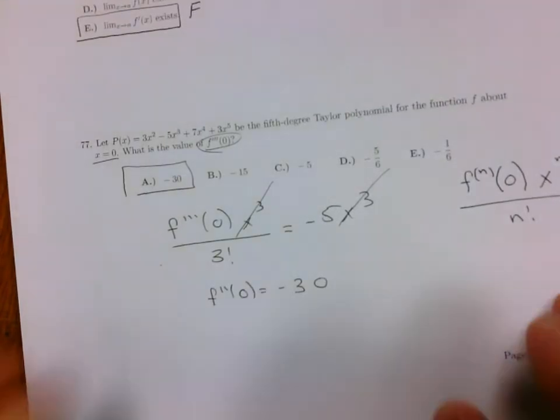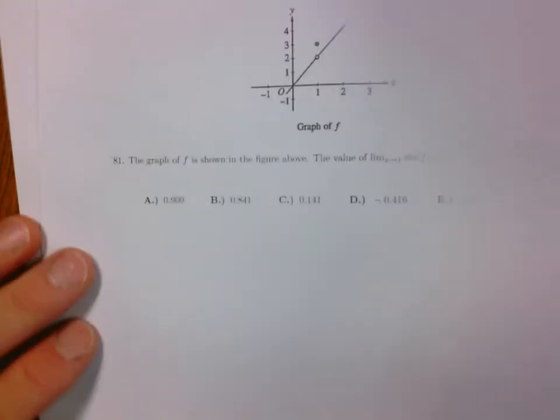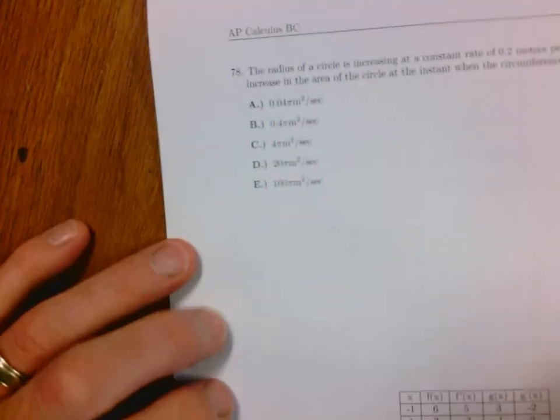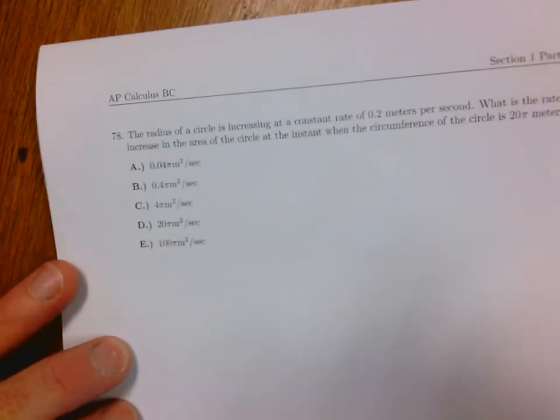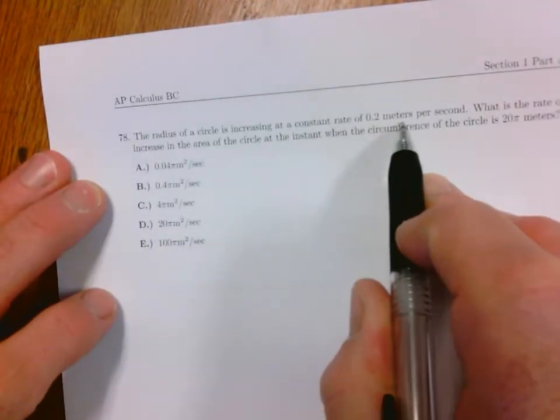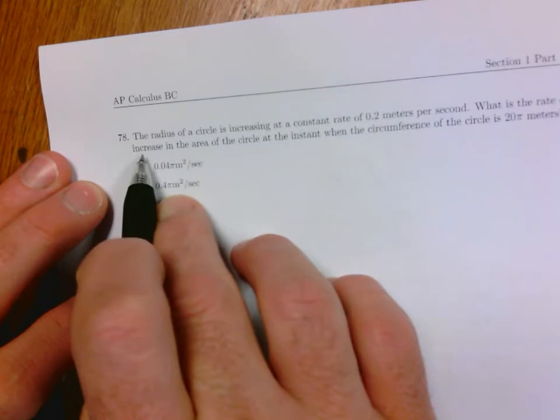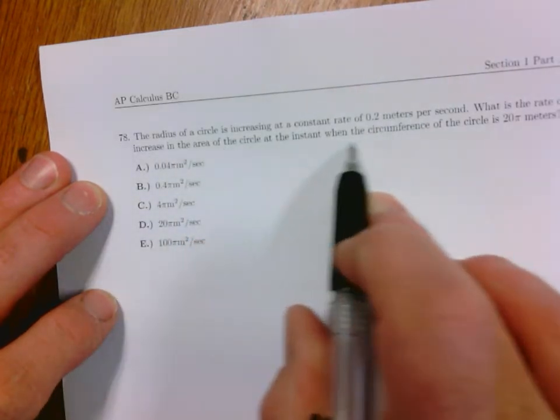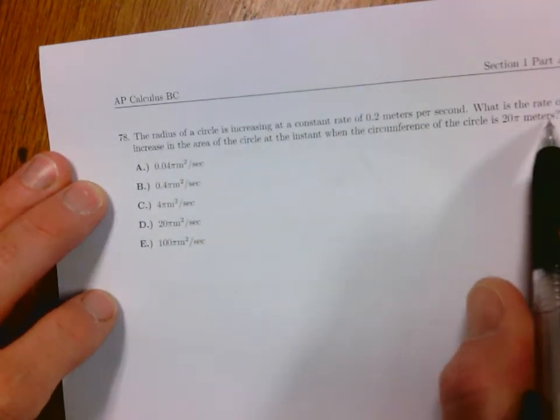Okay, next page. The radius of a circle is increasing at a constant rate of 0.2 meters per second. What is the rate of increase of the area of the circle at the instant when the circumference of the circle is 20 pi centimeters?